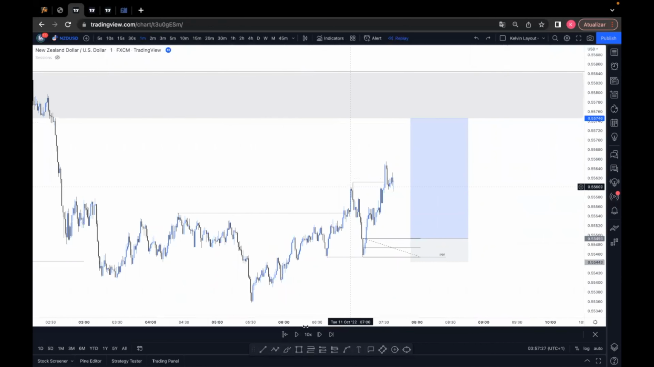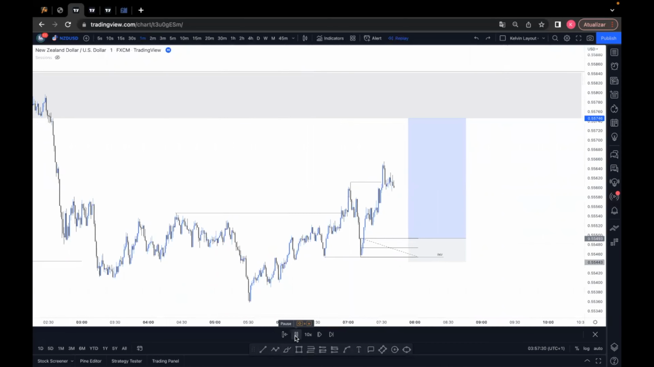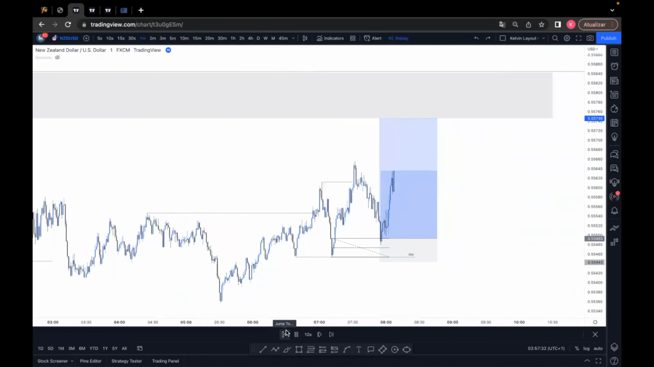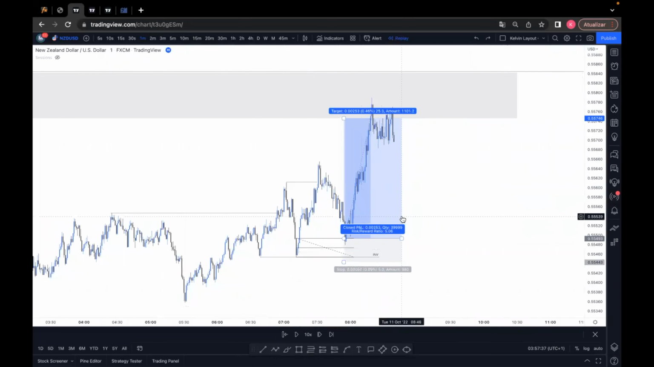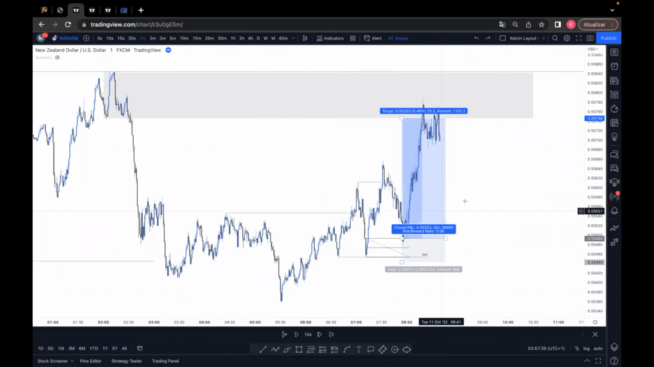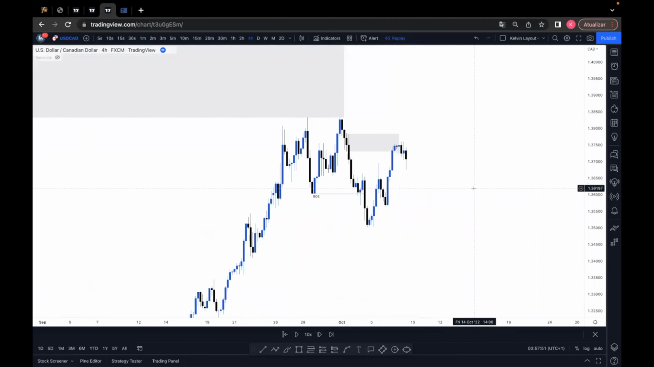So now let's set a limit and see what happens, right? Price comes, boom, takes us in the trade and smashes TP right there. So it was a quick 1 to 5, right? So let me take you guys to the last example. So right here, we're on USD CAD.